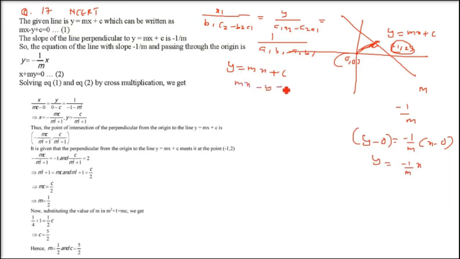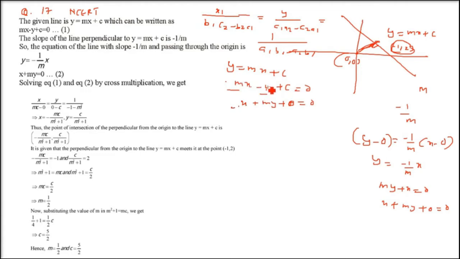Let us write it in the form ax plus by plus c. The first line, y equals mx plus c, I am writing as mx minus y plus c equals 0. The second will be x plus my plus 0 equals 0, where you add 0 for the constant. So a1 and a2 are m and 1, b1 and b2 are minus 1 and m, c1 and c2 are c and 0.